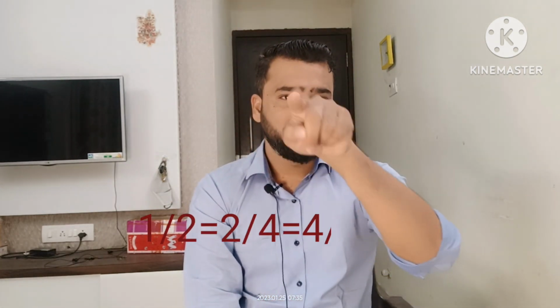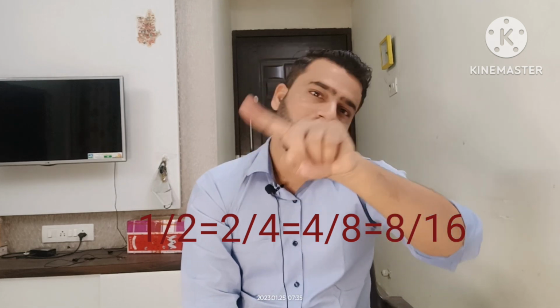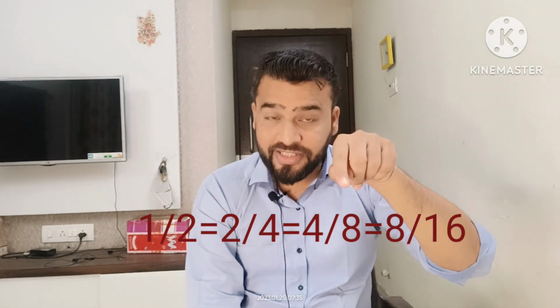Sir, is there something like equivalent rational numbers? Yes, of course. Equivalent fractions exist, so equivalent rational numbers will also exist. How? 1 upon 2, 2 upon 4, then 4 upon 8, 8 upon 16. They are all equivalent rational numbers. Basically, the set of rational numbers is represented by capital Q, and I hope there is no doubt in rational numbers.